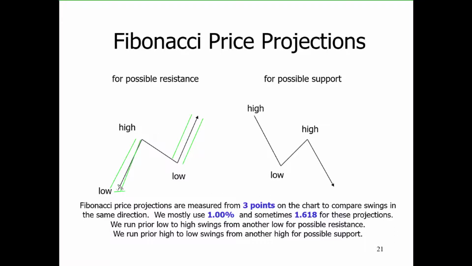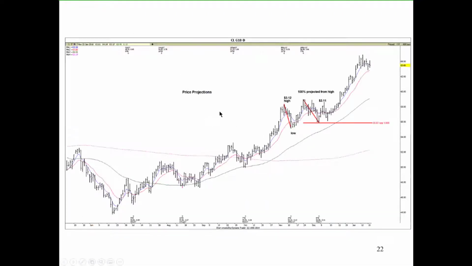Okay, and this is where I'm going to run prior low to high swings and project from another low. I'm going to use the ratios of 100% and 1.618 for the projections and look for possible resistance. Or I'm going to take prior high to low swings and project from another high using the same ratios and then look for possible support. So let's go through some of those examples.